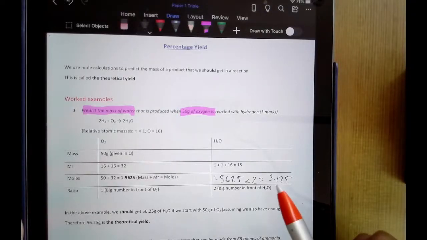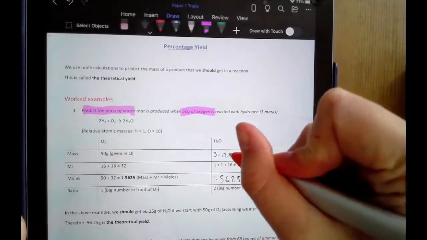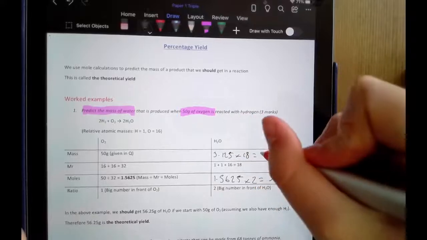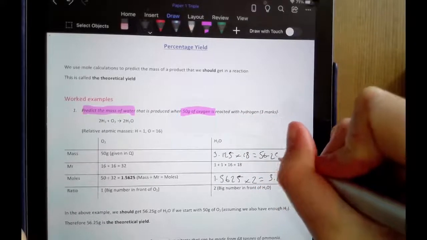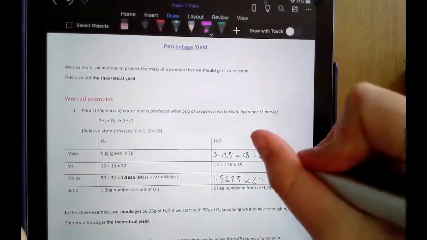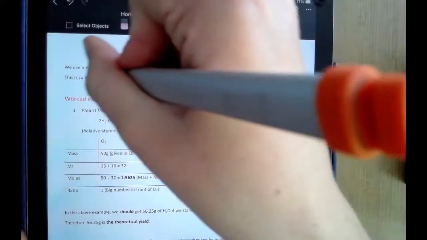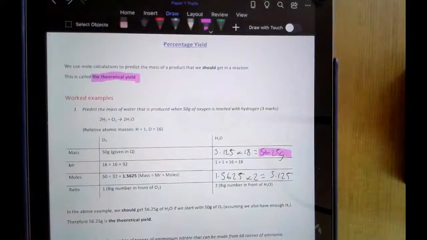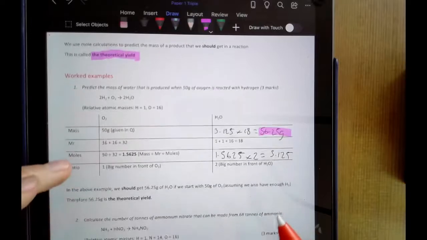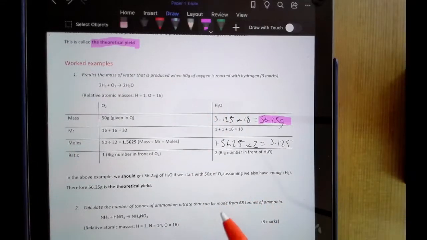Now I know the moles of water, I know the formula mass of water. To find out my theoretical yield, it's moles times formula mass, and that equals 56.25 grams. This is exactly the same as what we've done before. We've just got this new term, theoretical yield. This is the amount of water that I should produce in theory, provided I do have enough hydrogen, if I start with 50 grams of oxygen.